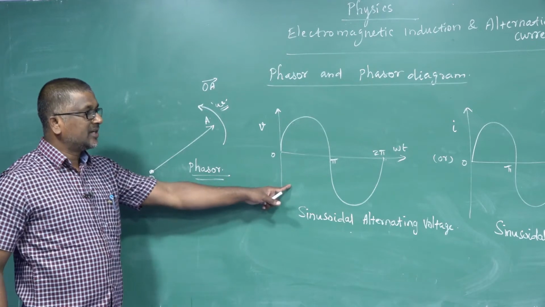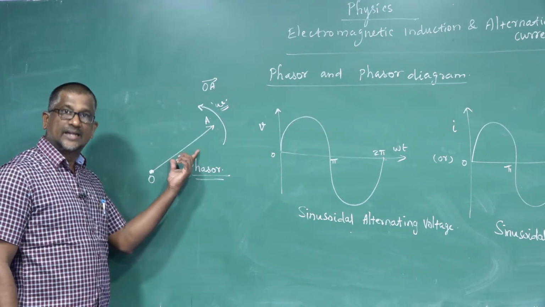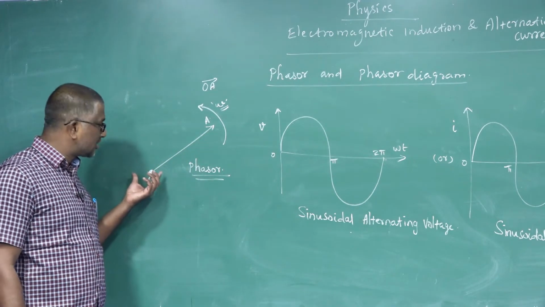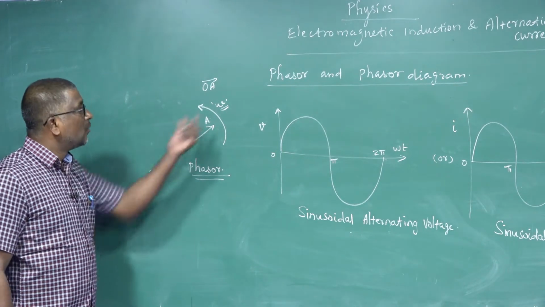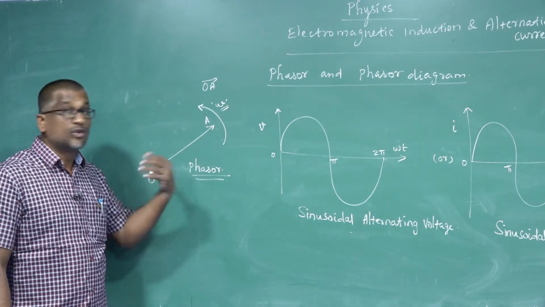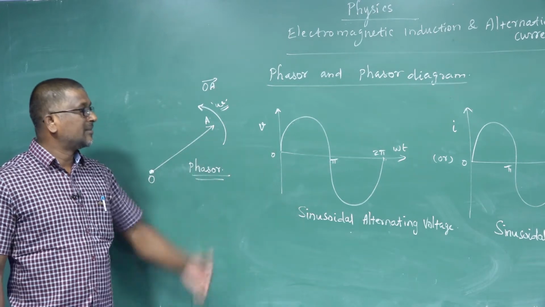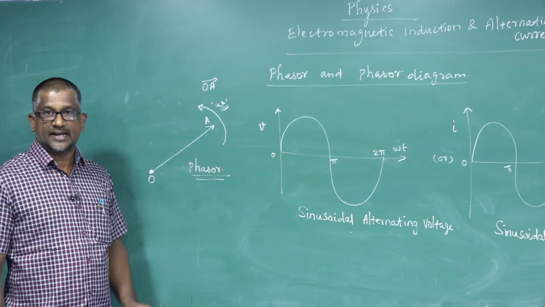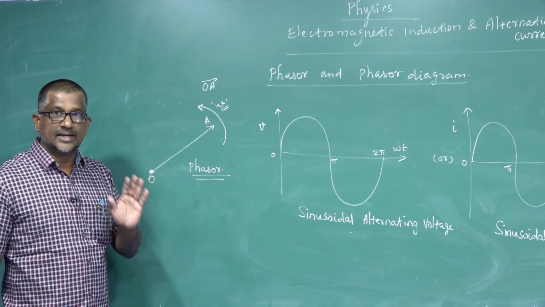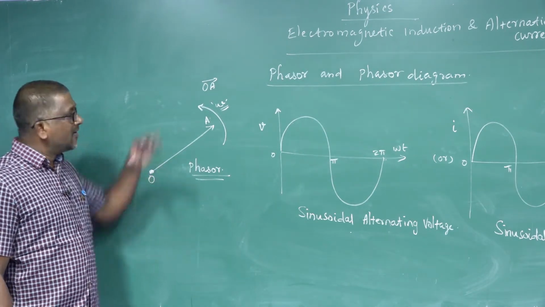If the sinusoidal alternating voltage or sinusoidal alternating current is represented by a vector which rotates about a fixed point, or about an origin, with a constant angular velocity, then the vector is called phasor. That rotating vector is called phasor. So phasor is nothing but a rotating vector which represents sinusoidal alternating voltage or sinusoidal alternating current. Are you clear? Okay, simple. Phasor is nothing but a rotating vector, because this vector rotates about a fixed point with a constant angular velocity.